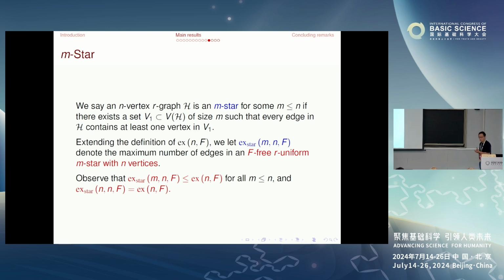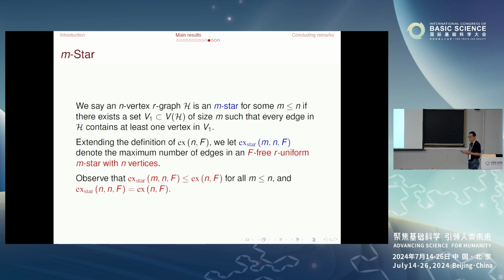For the last interval, we need a new definition called M-star. We call an n-vertex r-graph H an M-star for some M at most n if there exists a vertex set V_1 of H of size M such that every edge in H contains at least one vertex in V_1. I mean that M-star means the covering number of H is at most M. Okay.